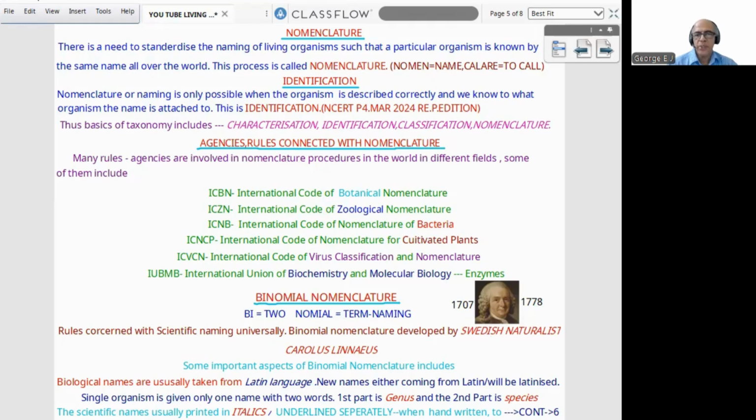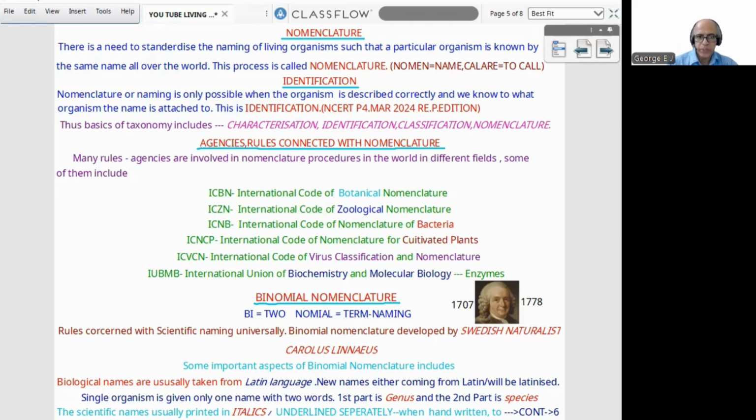Now, some important aspects of binomial nomenclature. Again, a theory entrance question. Biological names are usually taken from the Latin language. New names either come from Latin or will be Latinized. So Latin. A single organism is given only one name with two words. The first part is called genus and the second part is called species.